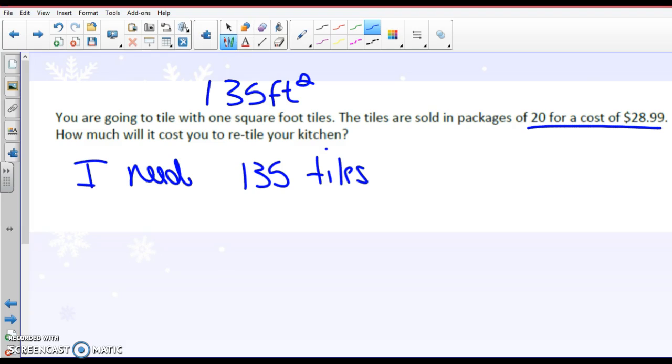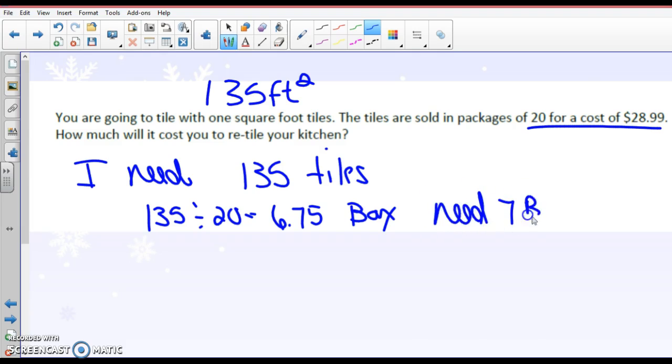How do I figure out how many boxes I need? Yep. What's 135 divided by 20? 6.75. So do you say to the guy at Home Depot, hey man, I need 6.75 boxes? No, how many boxes do I need? I need to buy 7 boxes.